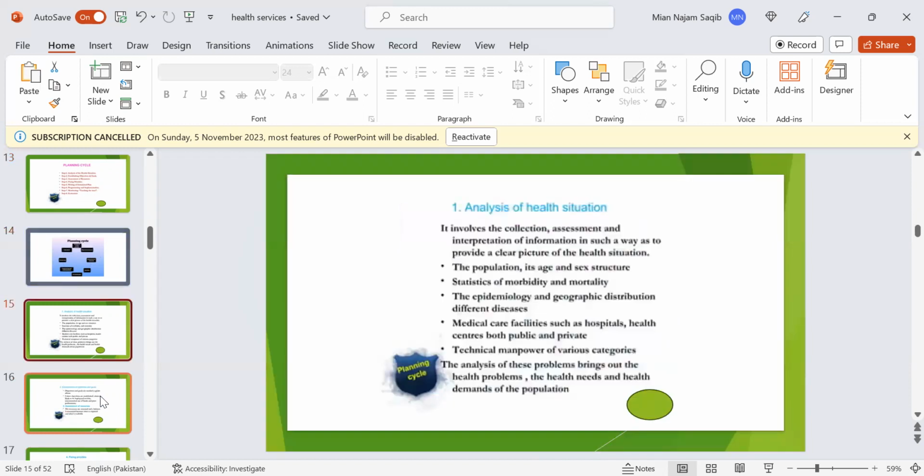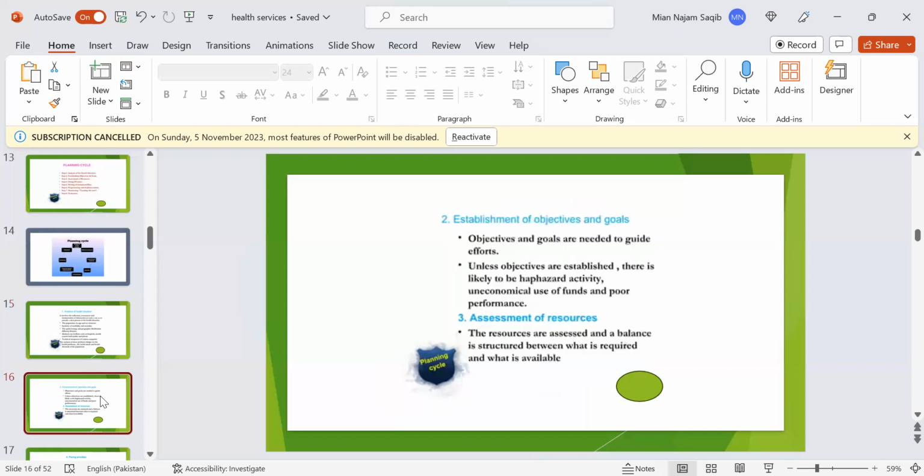First, analysis of the health situation. This involves collection, assessment, interpretation of information in such a way as to provide a clear picture of the health situation: the population, its age and sex structure, statistics of morbidity and mortality, epidemiology and geographic distribution of different diseases, medical care facilities such as hospitals, health centers, both public and private, technical manpower, various categories. The analysis of these brings out the health problems, the health needs, and the health demands of the population.